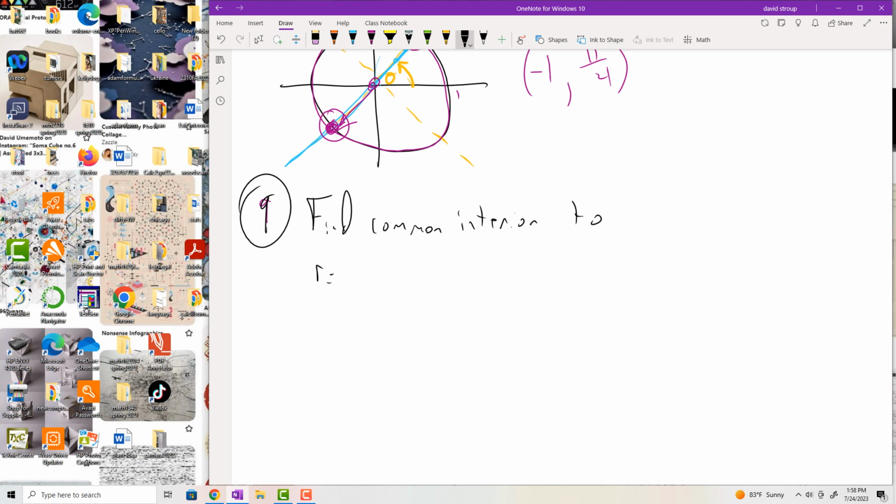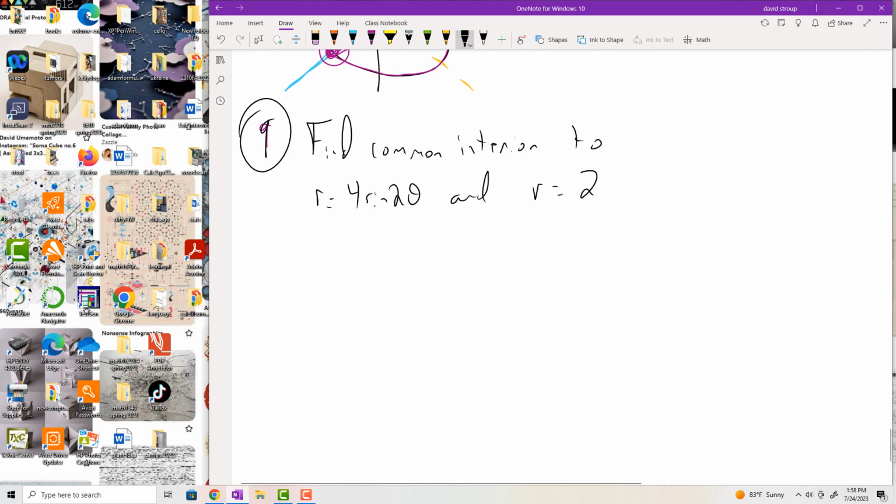To the curves r equals 4 sine 2 theta, and then r equals 2. Right. So first, I don't even know what they are. I'm going to have to graph them out. I mean, the second guy clearly is just a circle with radius 2, but the first one I've got to work with. Amplitude's 4.